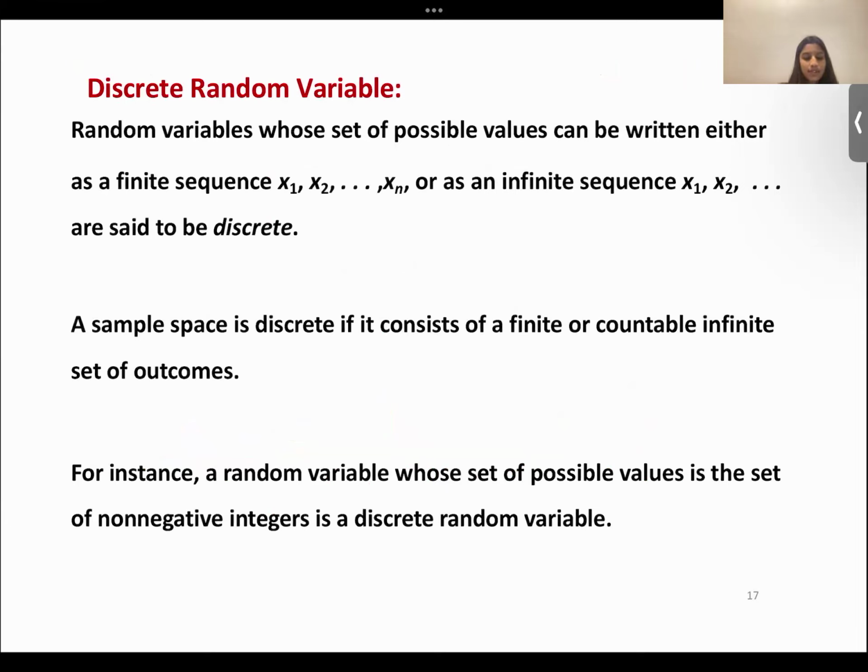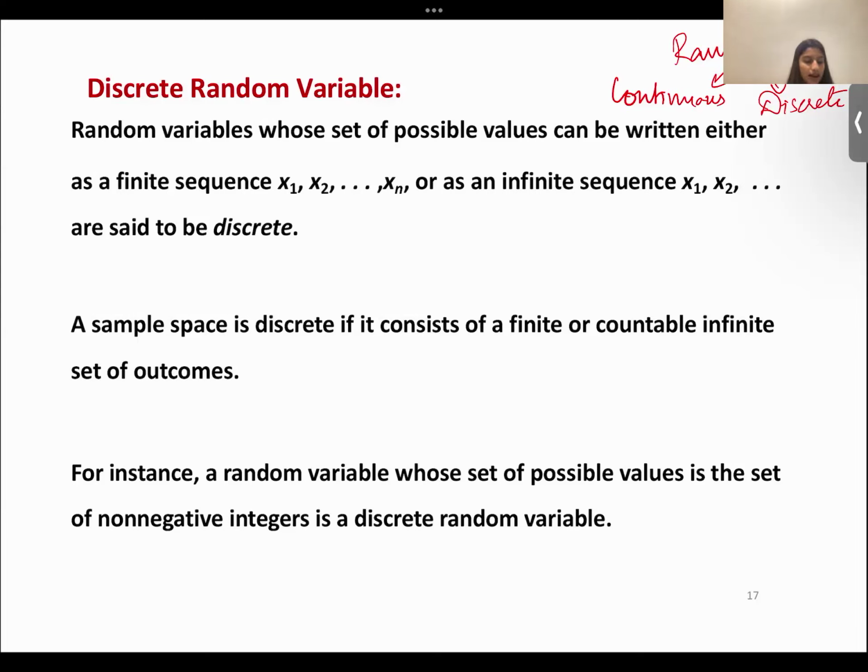So the random variable can further be classified into two types. It can be either continuous or discrete. Now let's see what a continuous random variable means and what a discrete random variable means.